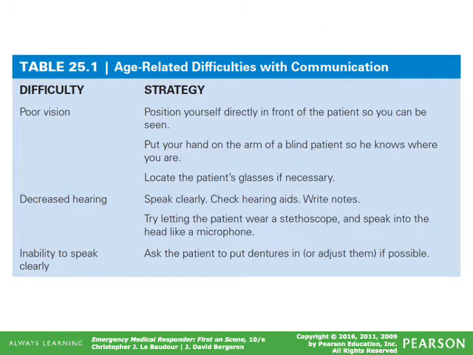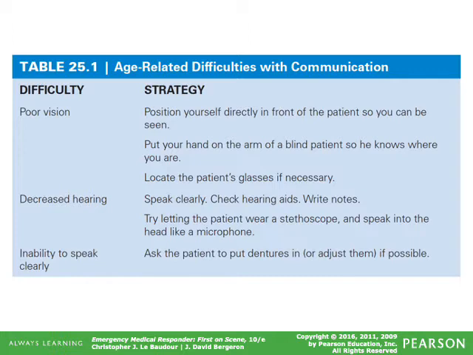This is just a table describing age-related difficulties with communication. Poor vision is very common. One way to combat this is to position yourself directly in front of the patient so you can be seen. Put your hand on the arm of a blind patient so he or she knows where you're at. Locate the patient's glasses if necessary. This can be extremely helpful and very simple.